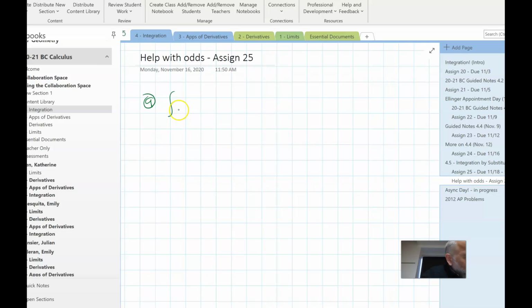Number 9. Integral of x cubed. I should say, I'm going to do the early odds. I might not get to everything. I might not do all the odds. I'm just going to do some of them, but just give you a little more support here.